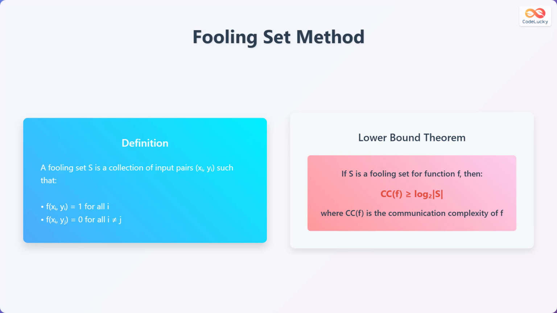The fooling set method is a technique used to determine a lower bound on the communication complexity of a function. A fooling set is a collection of input pairs (x_i, y_i), such that f(x_i, y_i) equals 1 for all i, and f(x_i, y_j) equals 0 for all i not equal to j. If S is a fooling set for function f, then the communication complexity of f, denoted as C(f), is greater than or equal to log base 2 of the cardinality of S.